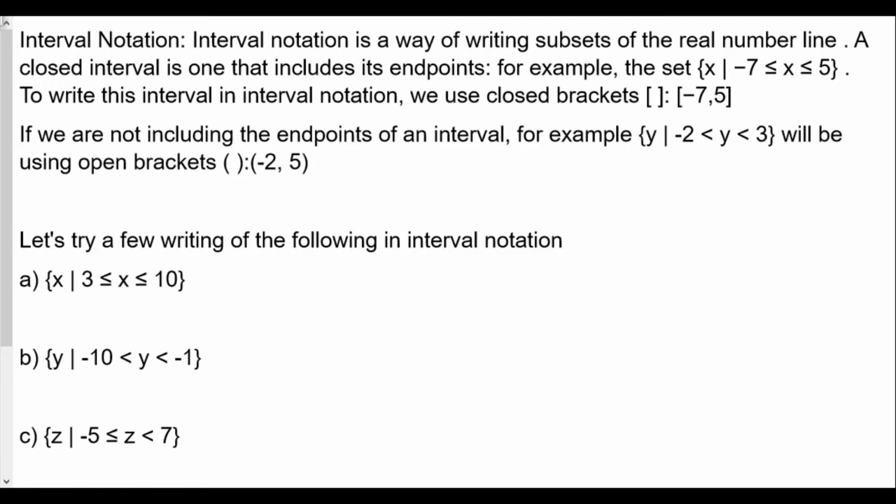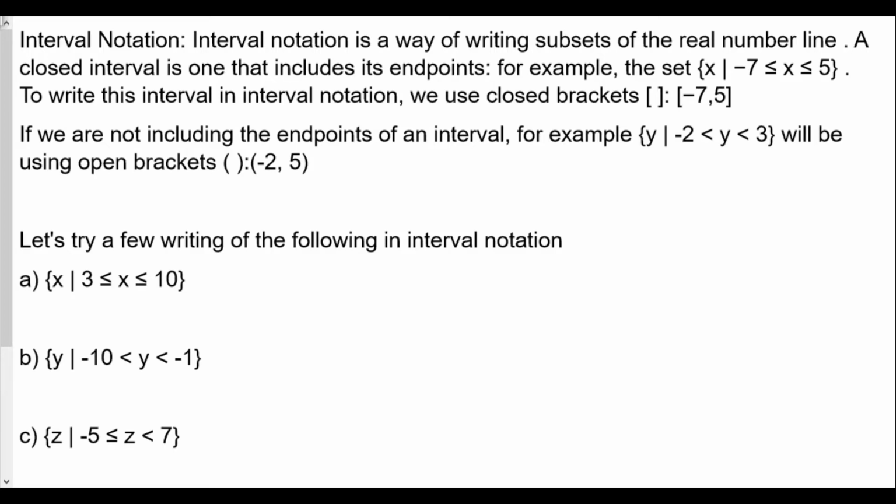If we're not including endpoints in an interval, for example, y such that -2 is less than y less than 3, we use open brackets. It's almost like parentheses; we call them open brackets, or sometimes soft brackets. So hard bracket, soft bracket, closed bracket, open bracket. The squarish ones include the endpoints, and the parenthesis-looking ones don't include endpoints.